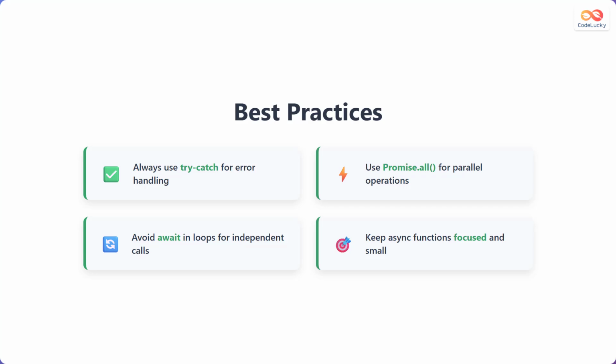Here are some best practices to keep in mind when working with async/await. Always use try-catch blocks for error handling to gracefully manage any exceptions. Use promise.all for parallel operations to improve performance when operations are independent. Avoid await-in loops for independent calls to prevent unnecessary delays. Keep async functions focused and small to maintain readability and manageability.